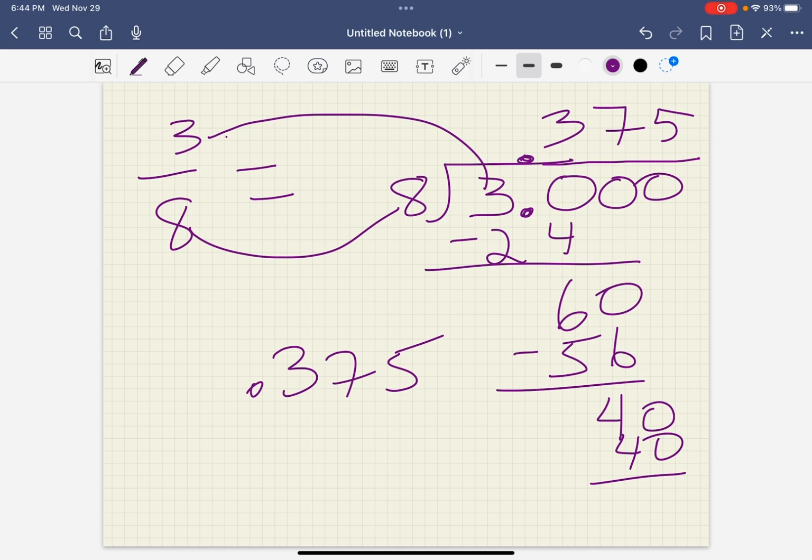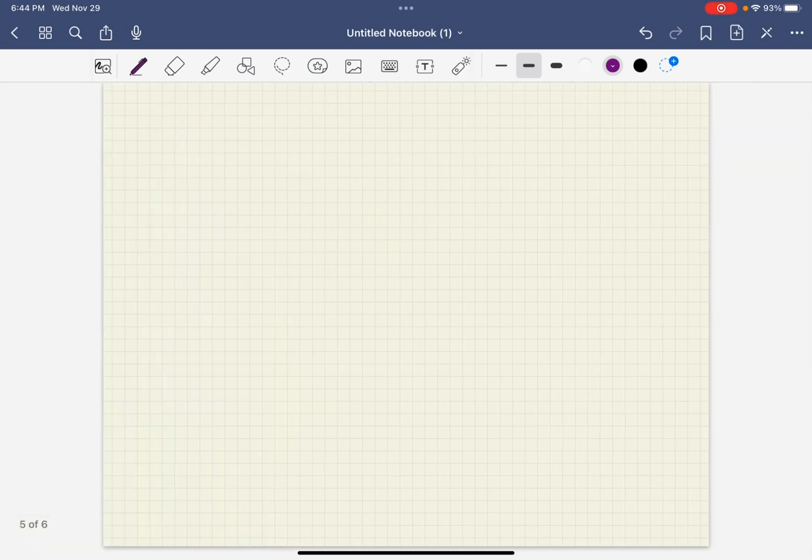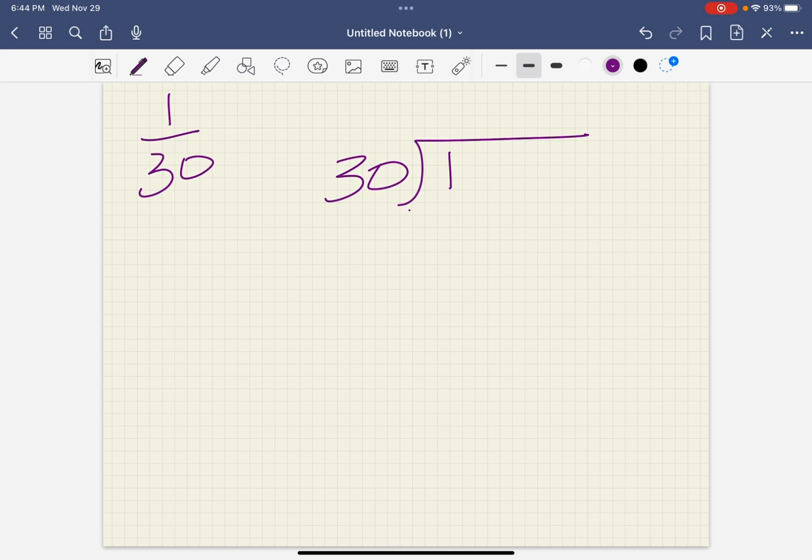All right, the next one is 1/30. Remember, the 1 goes in the box, the 30 goes outside the box. Put your decimal on the 1 and bring it straight up and add some zeros. Okay, so 30 doesn't go into 1. 30 also does not go into 10. How many times does 30 go into 100?